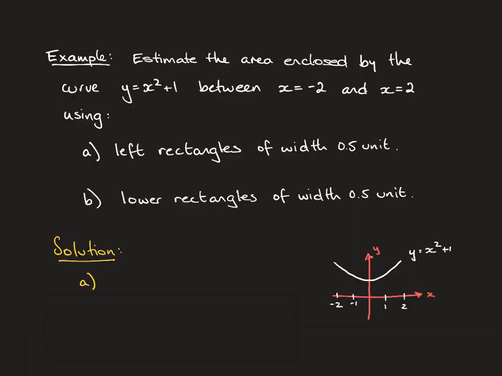So for this one, we're going to estimate the area enclosed by the curve y equals x squared plus 1. And that should say, and the x-axis between x is equal to -2 and x is equal to 2, using first left rectangles of width 0.5 and then lower rectangles of width 0.5. So the questions, if they ask you to do this, will tell you the two, what we call end points, the lower end and the upper end, the sorts of rectangles to find and how wide they are.